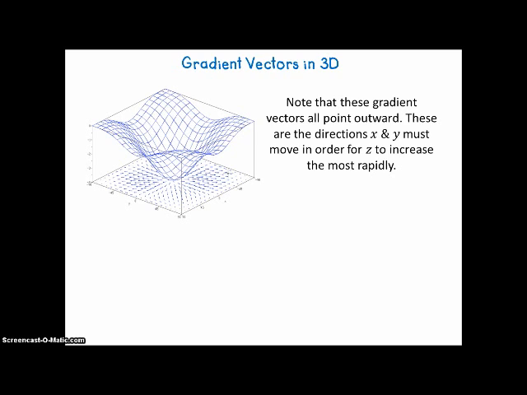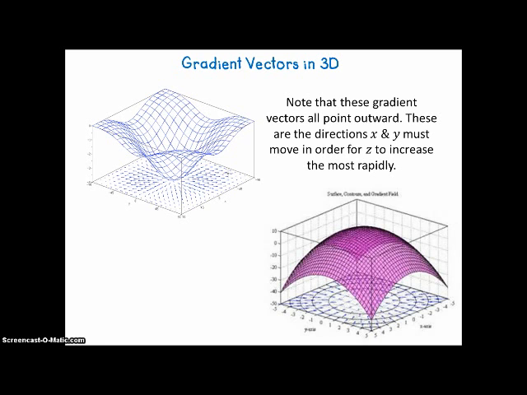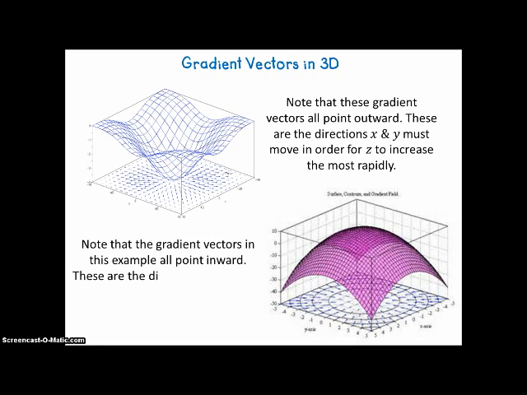And so if you want to move up as quickly as possible, then you use the gradient vector to point your way. Now here's another example. This time it's an upside down bowl, and notice that all the gradients are pointing inward. The gradient vectors in this example are pointing inward.